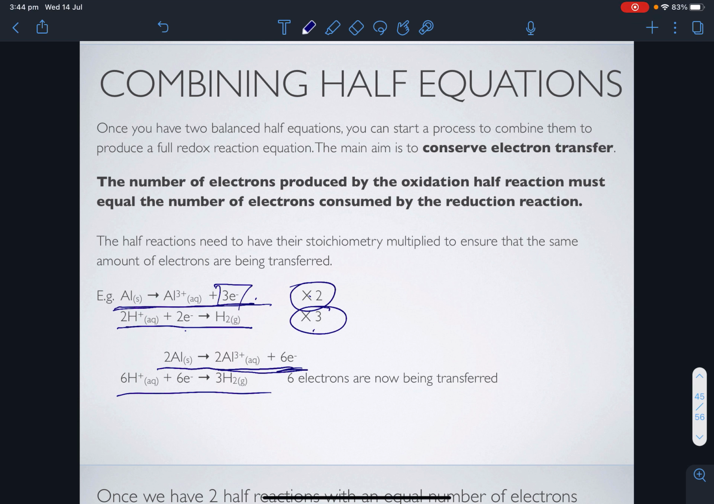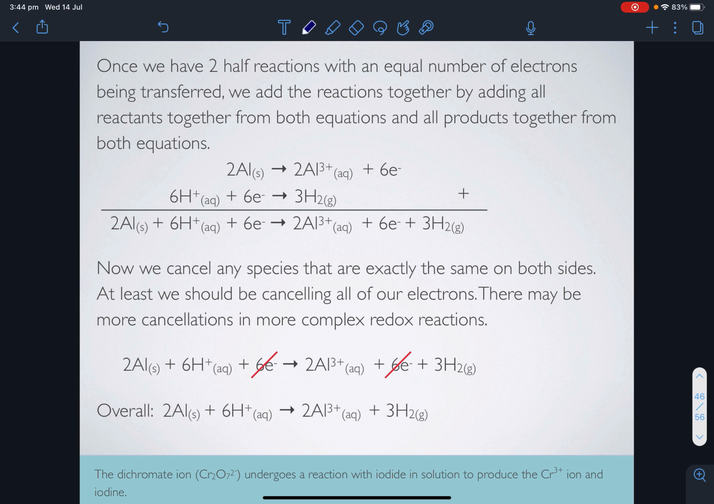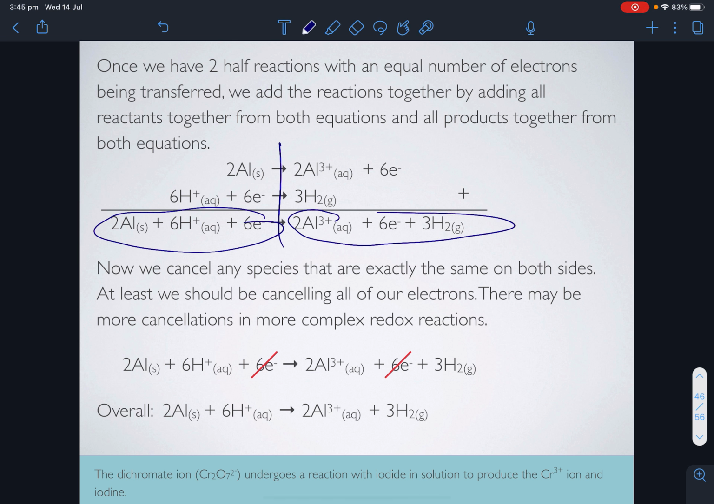Now we've got 6 electrons being transferred. Now we can add them together. Once we have them all added, write down the left hand side and write down the total right hand side. From there, what we do is cancel. Anything that appears on the left and the right the same, we cancel, and hopefully if you've done it right, all your electrons should go. And here they did, the 6 electrons went. Sometimes with more complicated things, you can get some H+ on both sides or some waters on both sides cancelling out too, but that's on the more difficult ones. Once you cancel everything out, you'll come to a net ionic equation, and you just write it all down as an overall one.